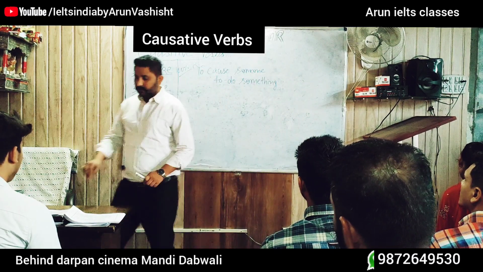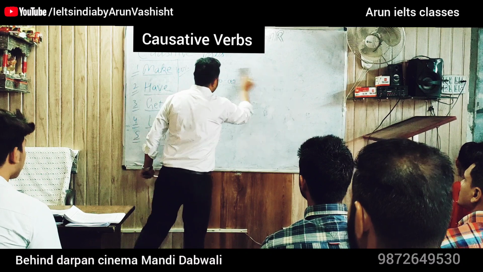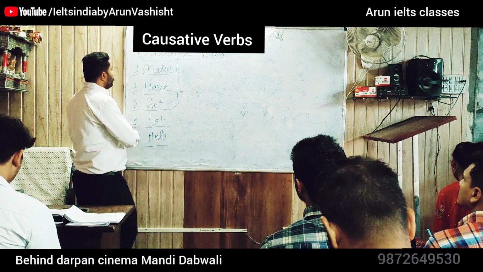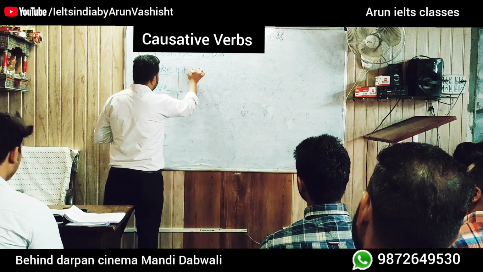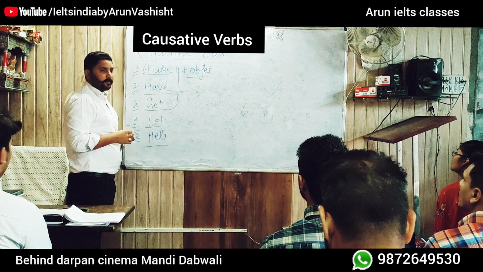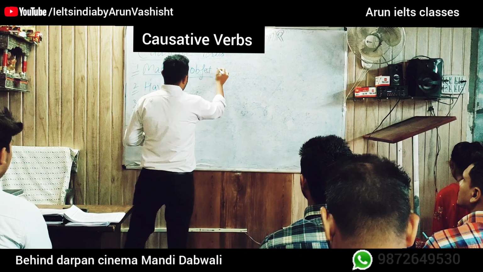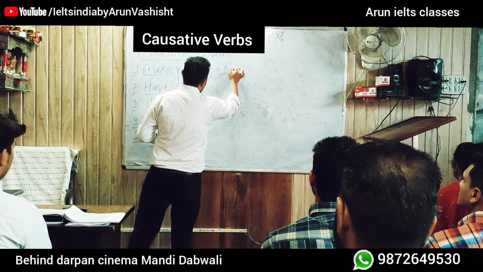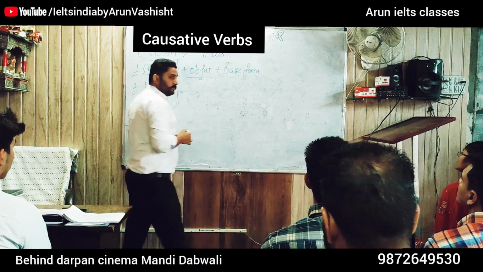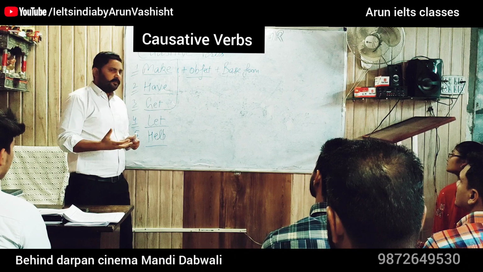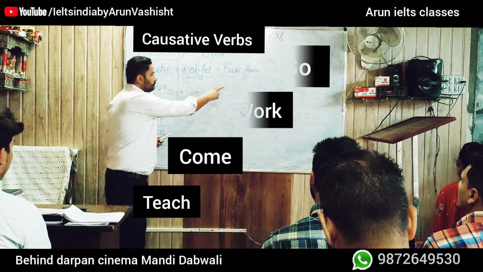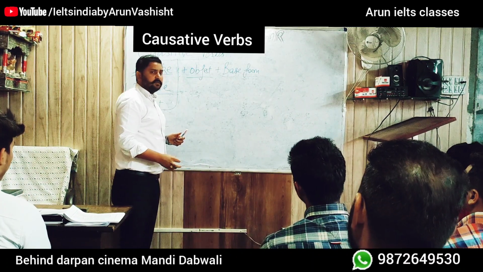Let's go for, first of all, make. Now, what do we need to make a sentence? Make plus we need object. What's that? Object. And plus we need base form. What do I mean by base form? We call it the first form, like go, work, come, teach. These are all base forms.